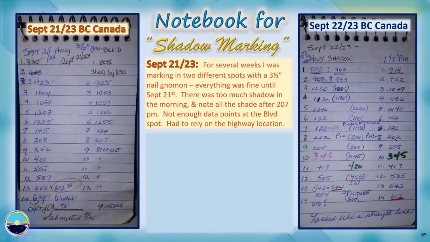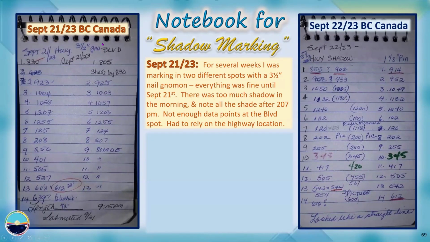I kept a notebook as well, and I'm sure glad I did because you can't remember. What happened to me, I was marking in two different places. The marking you saw before was in one area, but I was marking in two different places on opposite sides of a highway. I had to walk across the highway, so two-lane highway with ditches on both sides. But on the 21st, I was still marking on the highway. These are my marks, and then I had to walk across to mark at the boulevard.